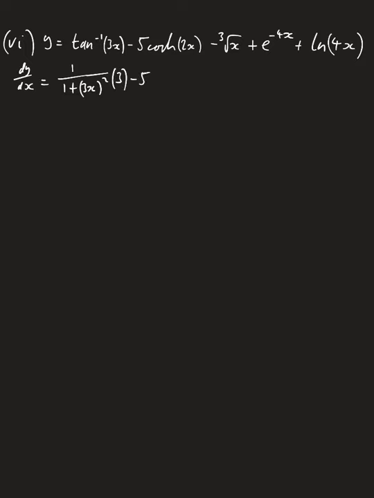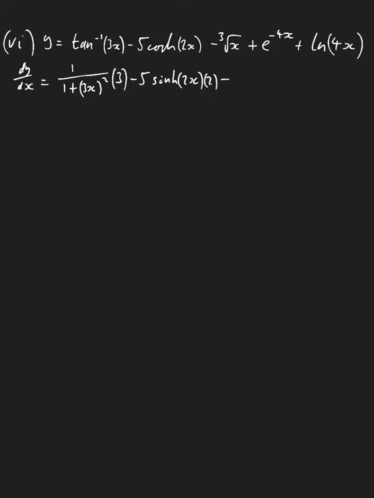Then I get minus 5. Well, the derivative of cos of x is sinh of x. So here I'll have sinh of 2x, and by the chain rule it'll be times the derivative, which is 2. X, the cubed root of x, this is going to be minus something anyway.